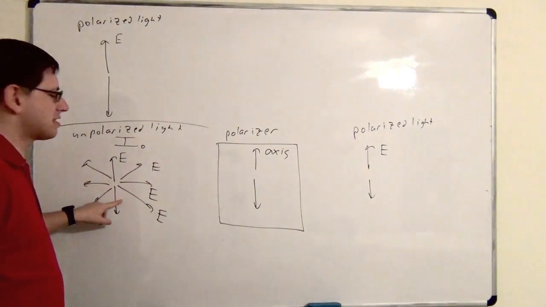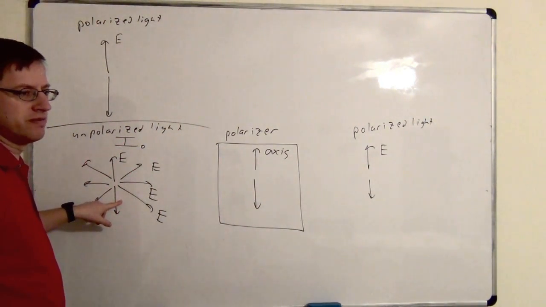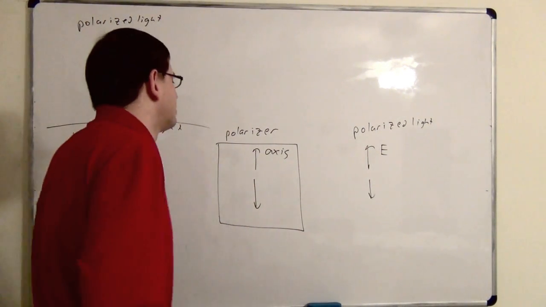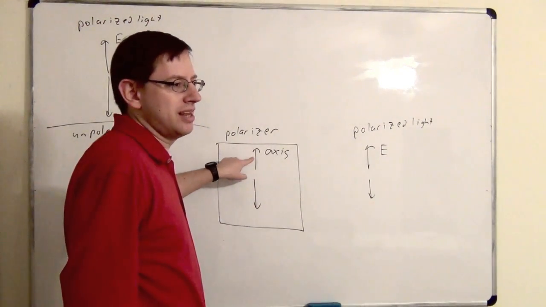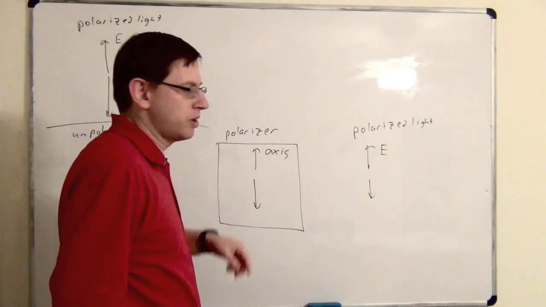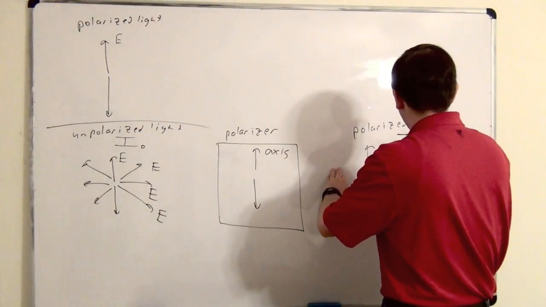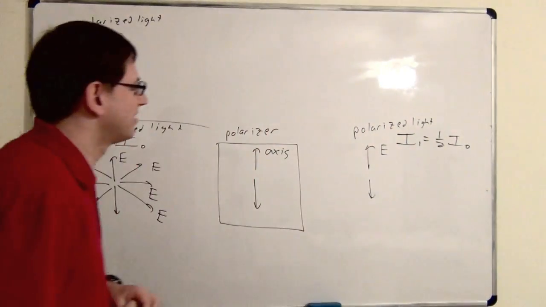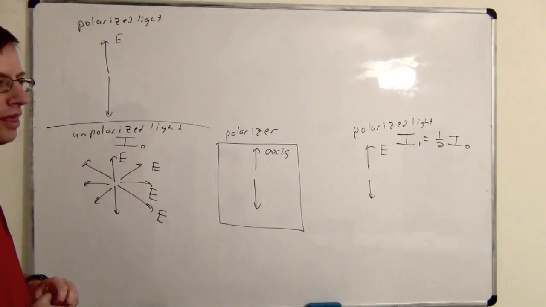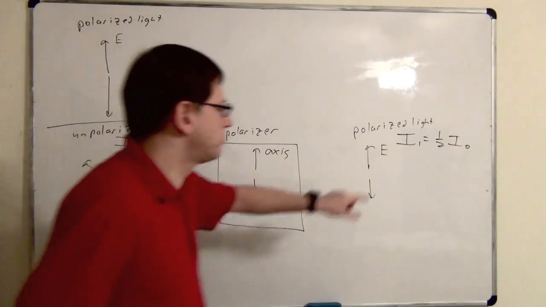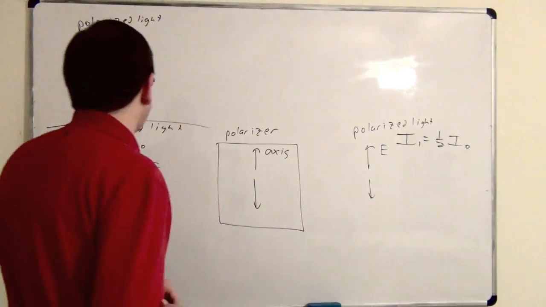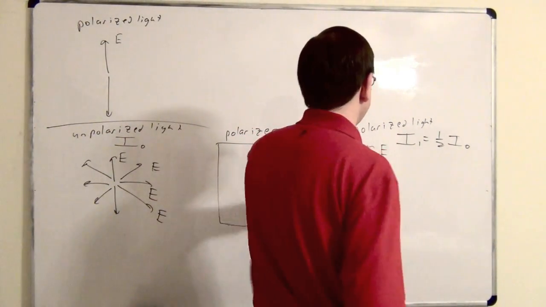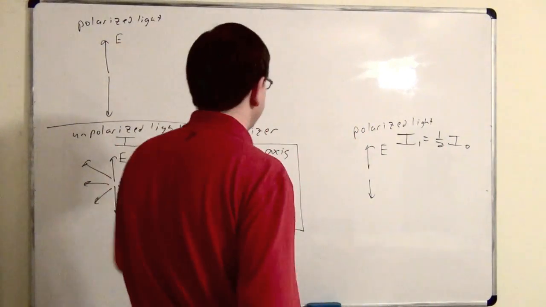Notice every single one of these oscillations could be split up into horizontal and vertical components. But this is only letting half the components through. It's only letting the vertical components through and none of the horizontal components. So it'll let half through. So when does this equation apply? This applies when you start with unpolarized light and polarize it for the first time. This is a different equation than the one you were thinking of a second ago, but this sometimes is tested.